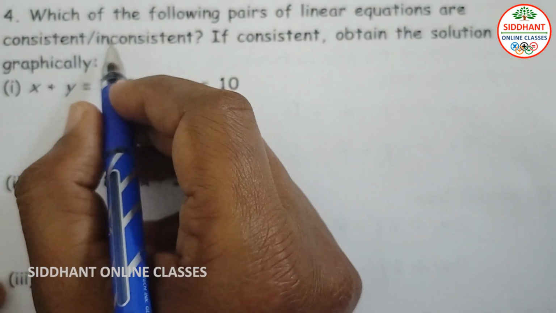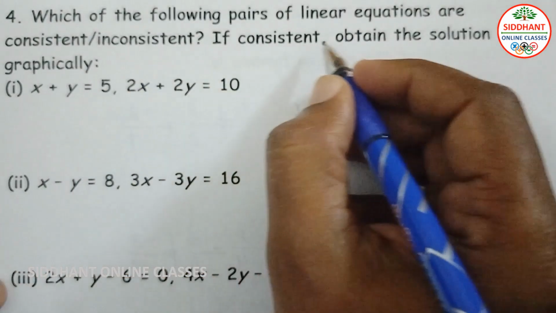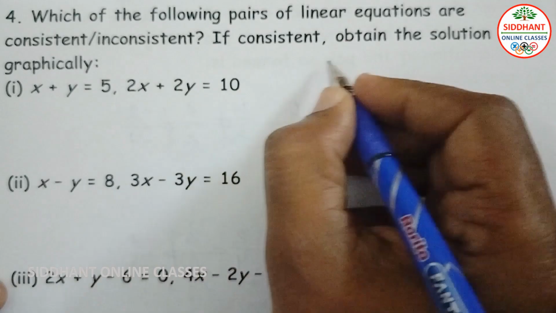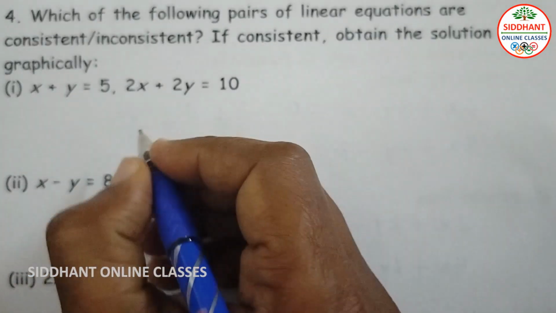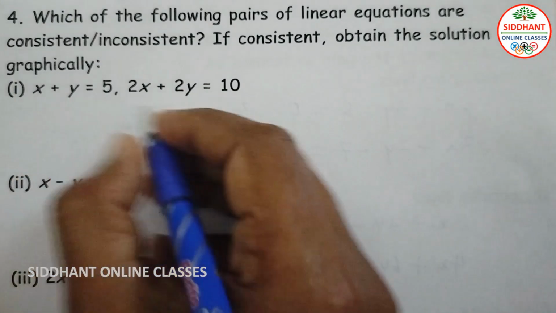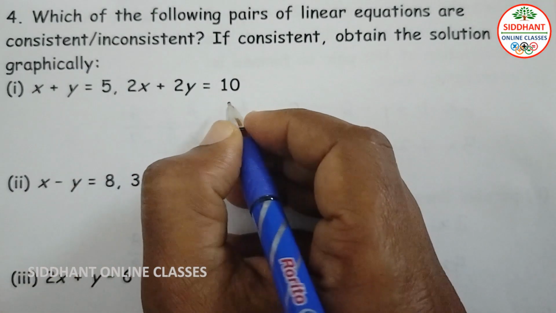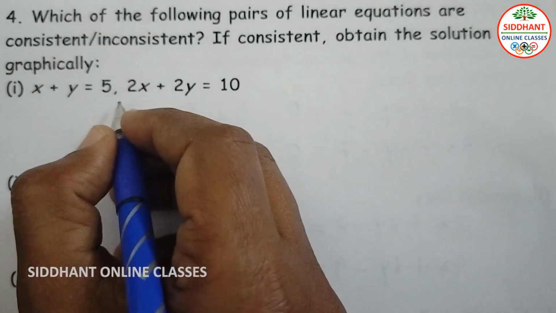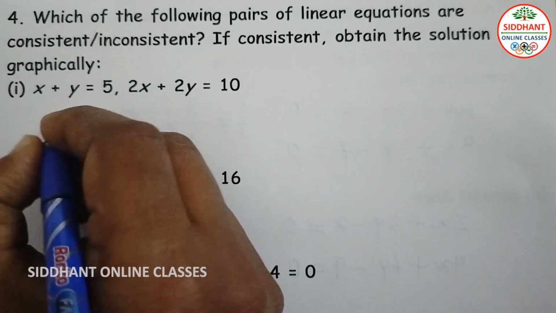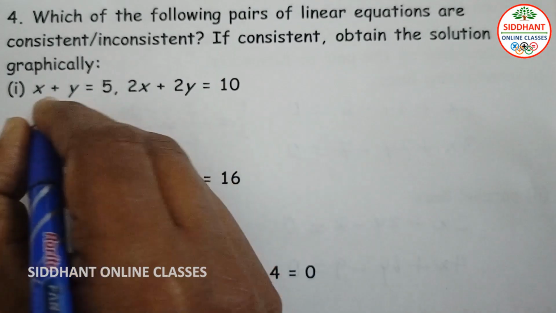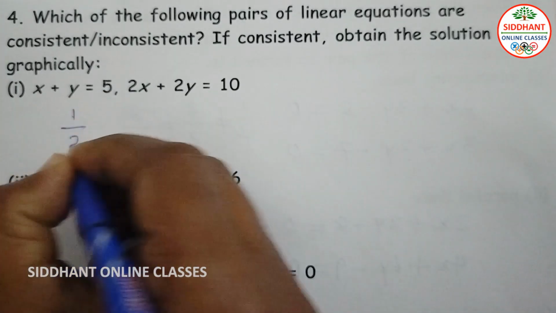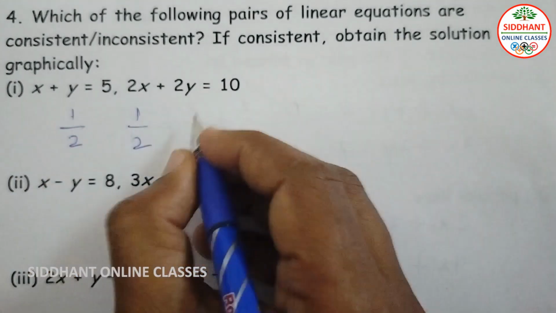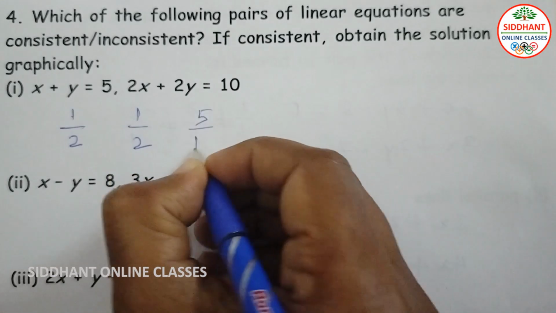Question number 4. Which of the following pairs of linear equations are consistent or inconsistent? If consistent, obtain the solution graphically. So first one, x plus y equal to 5, 2x plus 2y equal to 10. So here we are going to compare a1, a2, b1, b2, c1, c2. a1 by a2 will be 1 by 2, b1 by b2 is 1 by 2, and c1 by c2 is 5 by 10.